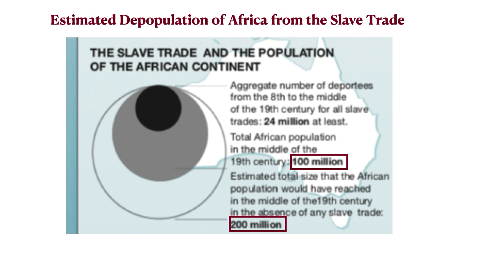But in this particular one, the estimate is that the total African population at the middle of the 19th century, so 1850 or so, was about 100 million, and the estimated total size the African population would have reached by 1850, in the absence of the slave trade, around 200 million. So these authors are estimating the potential population of Africa had been cut in half by the depredations of the slave trade. Now, I do not know how accurate this is, but I think essentially all scholars agree that it was a significant reduction of potential population from the depredations of the slave trade.